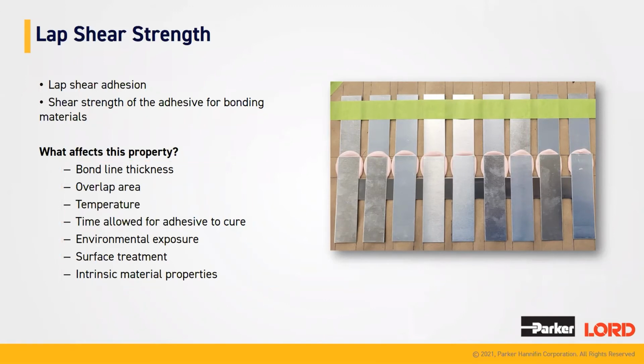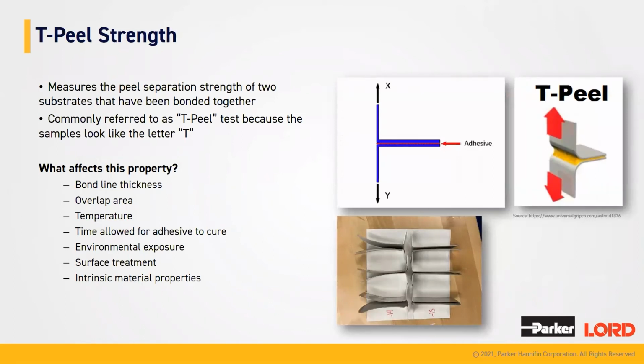Next, on to the T-peel strength, which is a measurement of the peel separation strength of two substrates that have been bonded together. The reason why it is called T-peel, if you look to the right, is that the substrates when mated together look literally like a T.